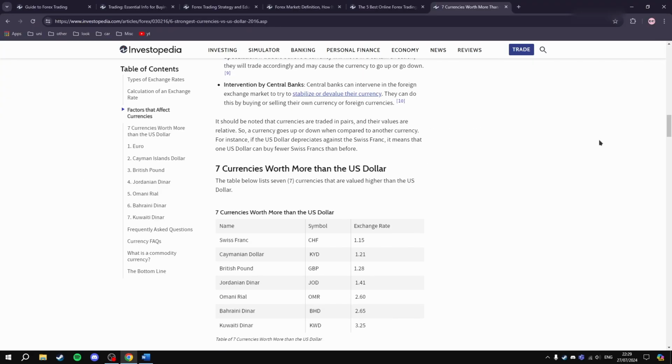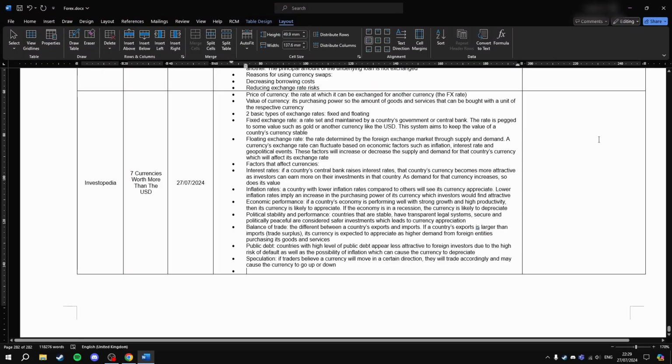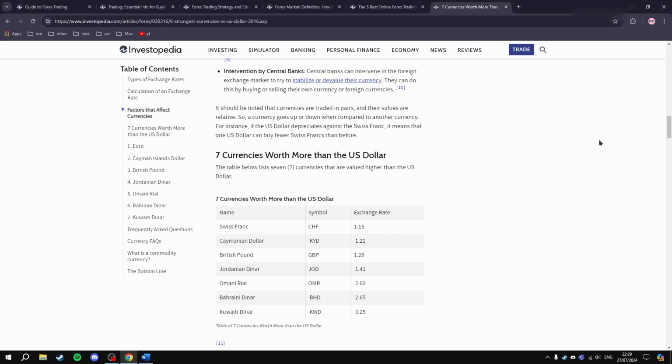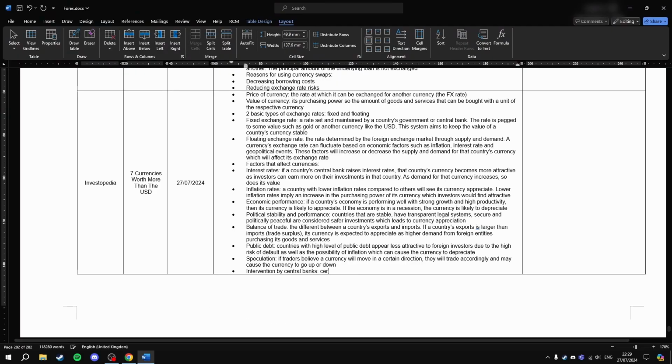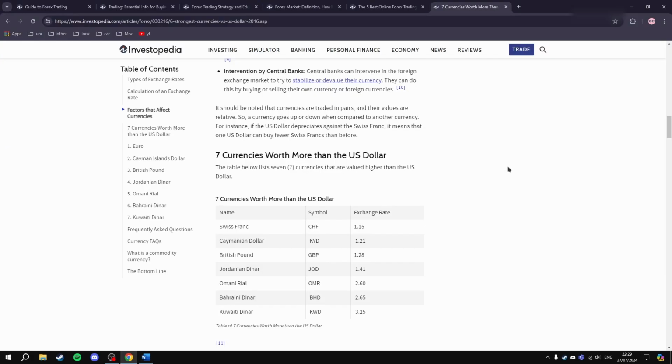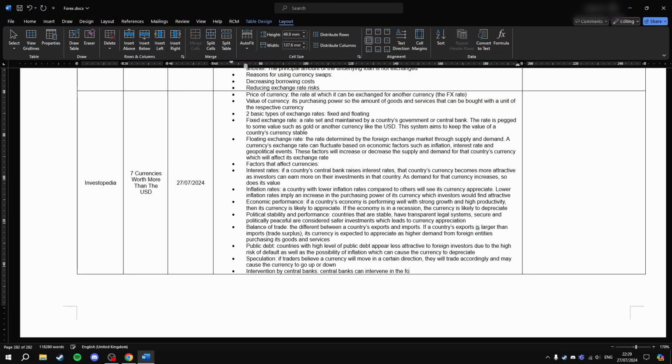Intervention by central banks. Central banks can intervene in the foreign exchange market to try to stabilize or devalue their currency. They can do this by buying or selling their own currency or foreign currencies.